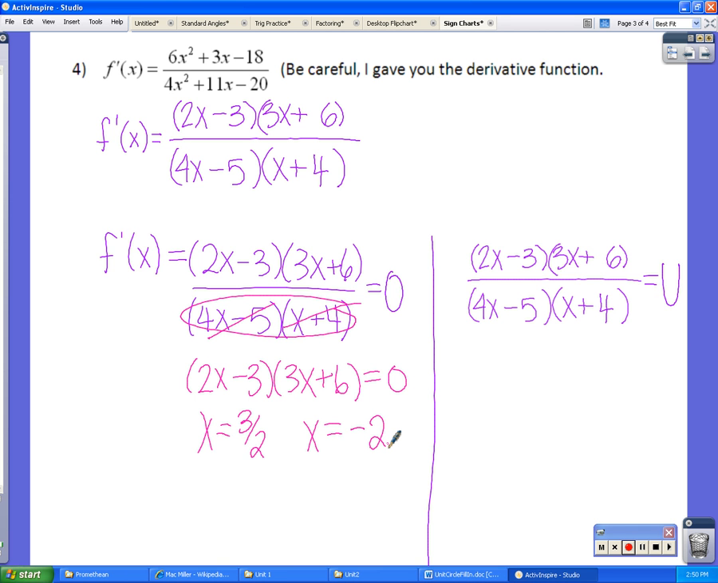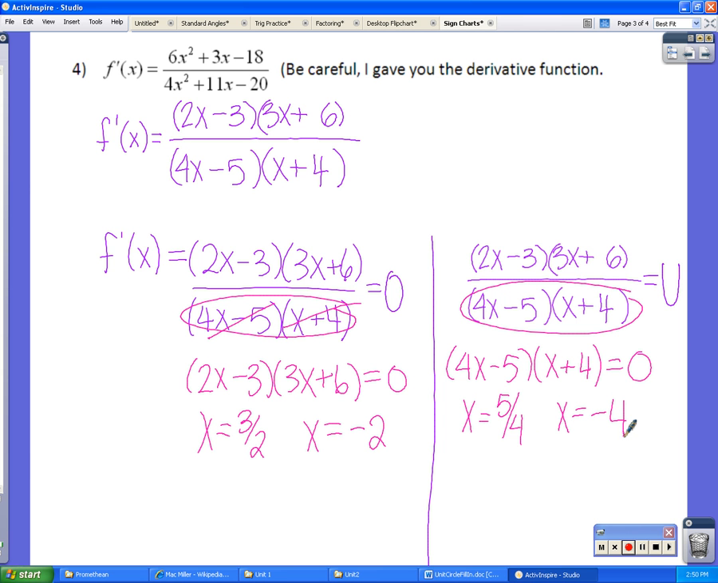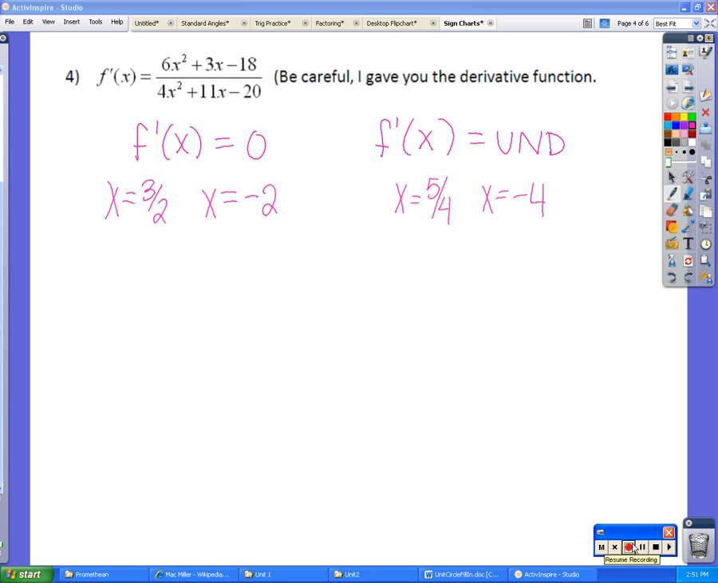When I want to set this equal to undefined, we have undefined values when the denominator is equal to 0. Therefore, the values I get from these factors would be x equal to 5/4 and x equal to negative 4. So there are my 4 points that would go on my sign chart. Here we have our x values that make the derivative equal to 0, and the x values that make the derivative undefined. So I'm going to do a sign chart now.